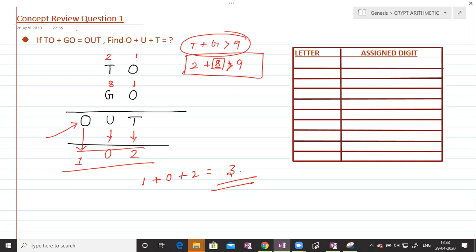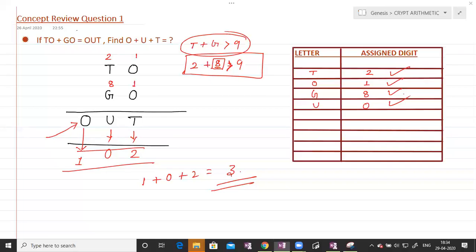Shall we go with the next one? I hope everybody understood. It was an easy question, so I wanted to check whether everybody understood and whether I have assigned the digits uniquely. Look at this: T, O, G, U are unique letters. T I assigned 2, O is 1, G is 8, and U is 0. Wonderful. I have assigned them uniquely: 2, 1, 8, and 0.